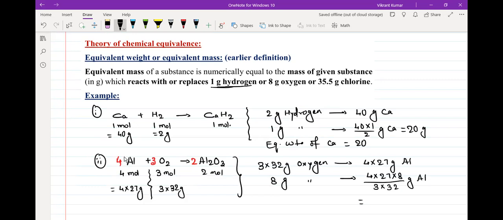9 and 4 cancel out, so 8 and 9 cancel, grams. 9 gram. Now, that's why the equivalent weight of aluminium we will say is simply 9. Is it okay?